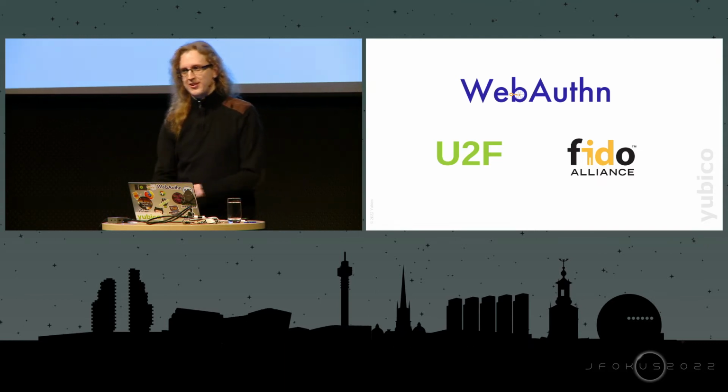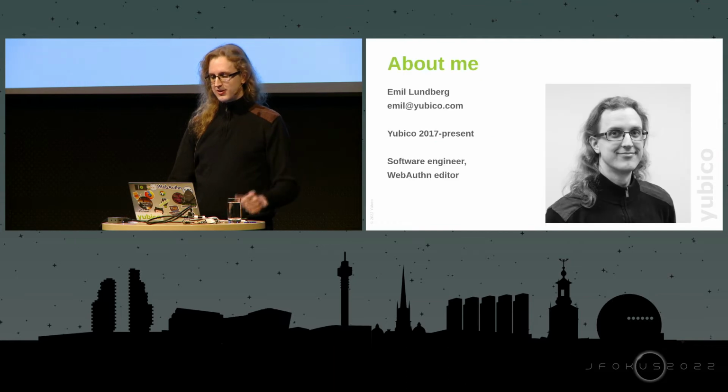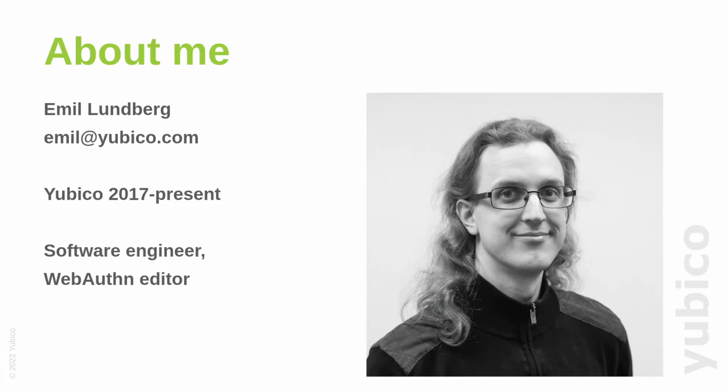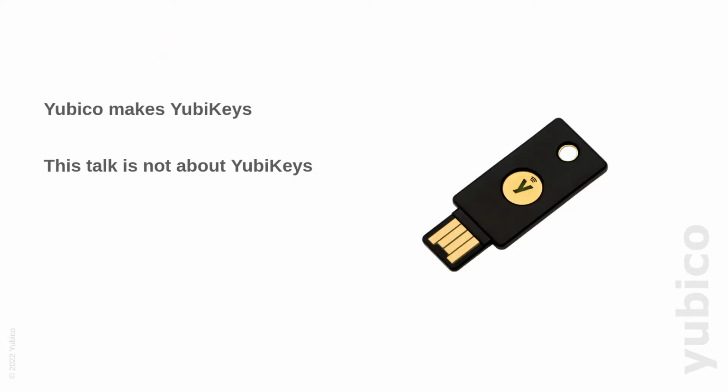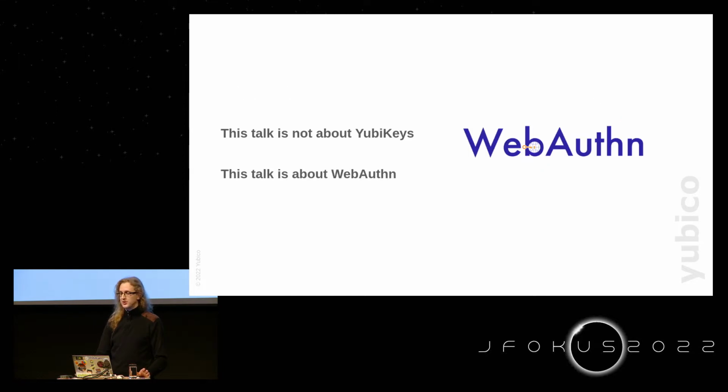So that's some of the things we're going to cover here today, along with a lot more about these things and why you might want to care about them. But yeah, a little bit about me. My name is Emil. I work for Yubico as a software engineer, and I'm also one of the editors of the WebAuthn specification. And WebAuthn is, of course, the main topic of this talk. And just to get that out of the way, I'm from Yubico. We make YubiKeys. Some of you may be familiar with them. But they are not the main focus of this talk. The main focus here is WebAuthn, which is something much bigger.